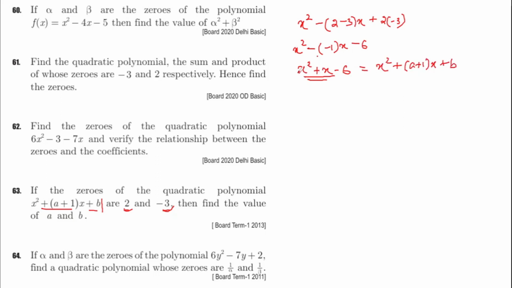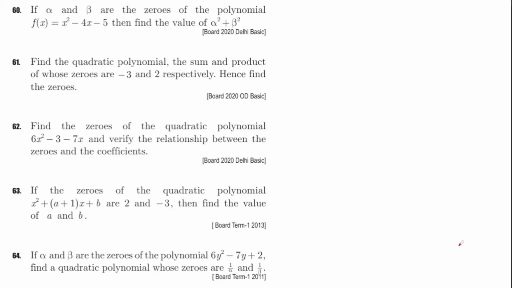Now if we compare these two things, you can see that x square is equal to x square. In place of a plus 1, there is only 1. So a plus 1 will be equal to 1, so a will be 1 minus 1, which is 0. And in place of b, you can see that minus 6 is equal to b. This is very clear that b is minus 6 and a is 0. Okay, question number 64 is there.